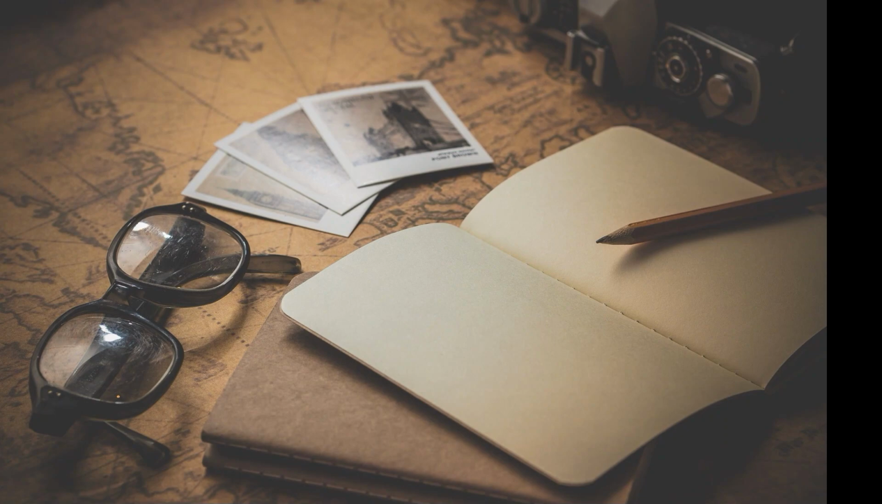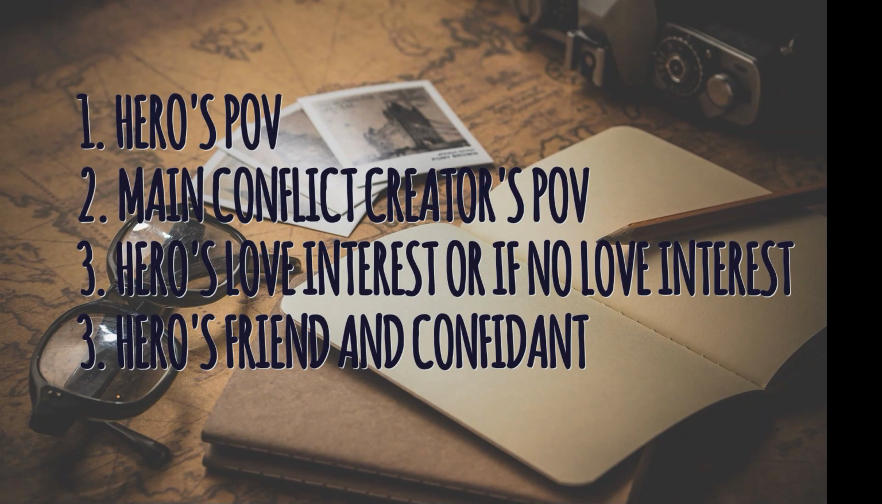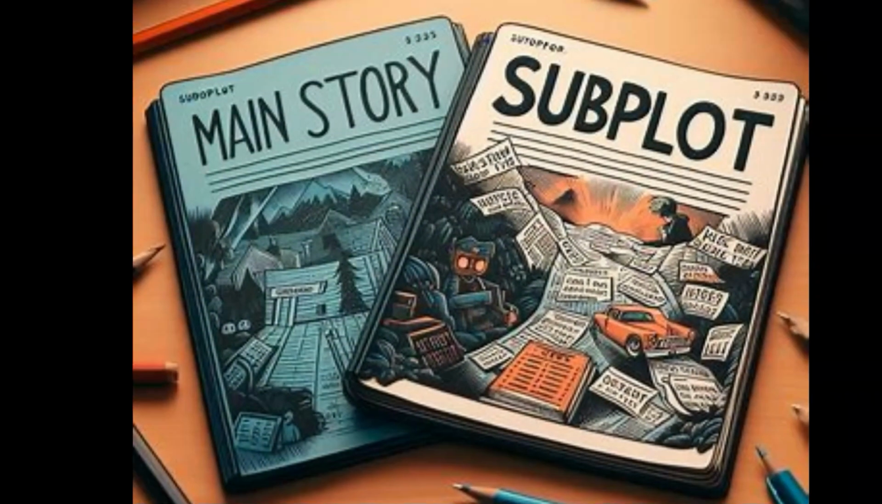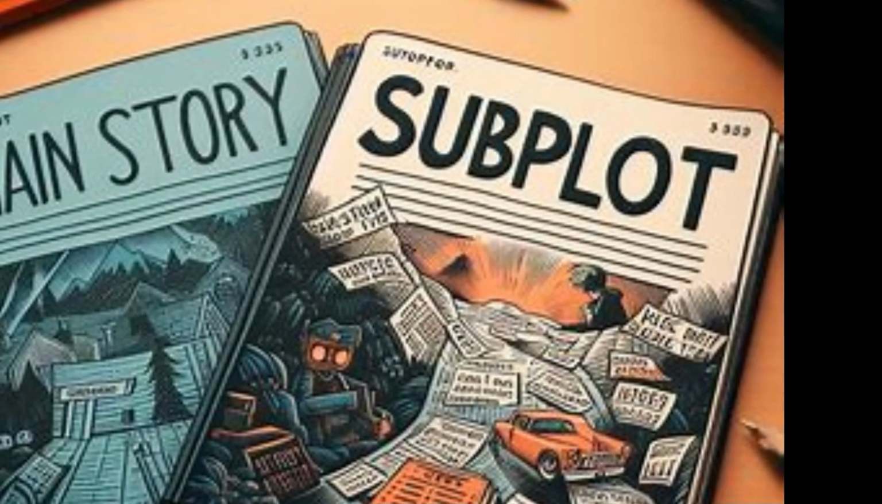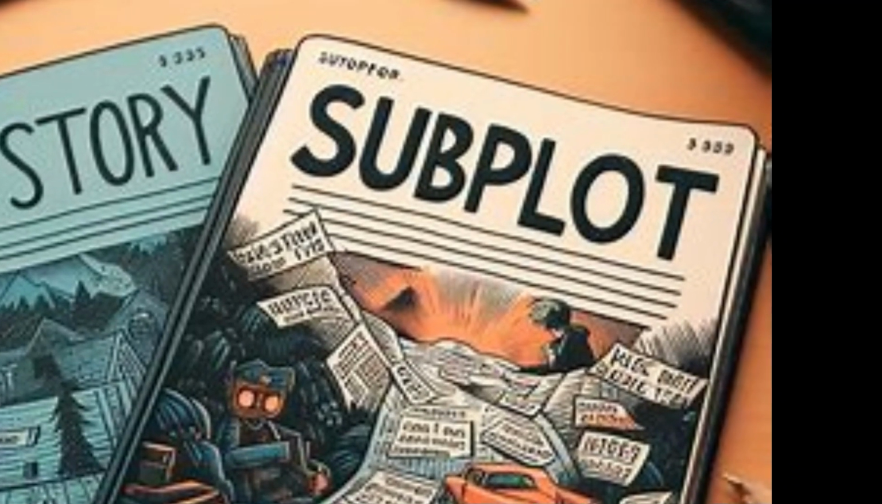In my book, I write normally in the hero's point of view, whoever the main conflict creator or the antagonist point of view is, and then I'll usually have a point of view. If I have a little love interest in my mystery for my main hero, I'll write in their point of view. If not, I'll have a confidant to the hero, and I'll write in that person's point of view. And then since, as I mentioned before, I have 2 stories, the main story and the subplot, the 1 or 2 people in the subplot I'll be writing in their point of view.